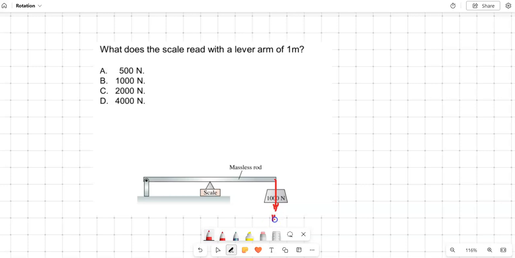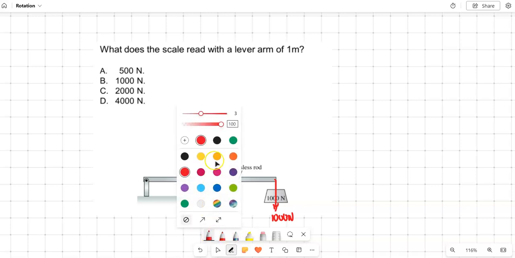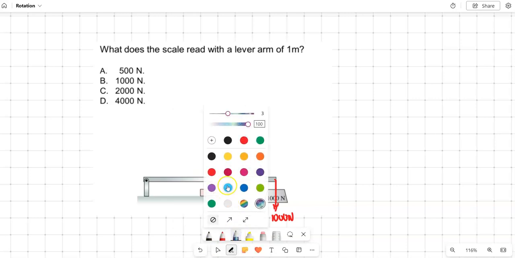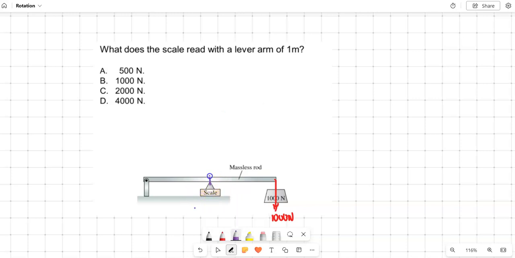And this is 1,000 newtons pulling down on this lever arm. Okay? Over here, I'm going to keep this black, and we'll keep this as purple. So right here you have a scale. It's going to be pushing up on the lever arm right here. And that force right here, we're going to subscript as the force of the scale.